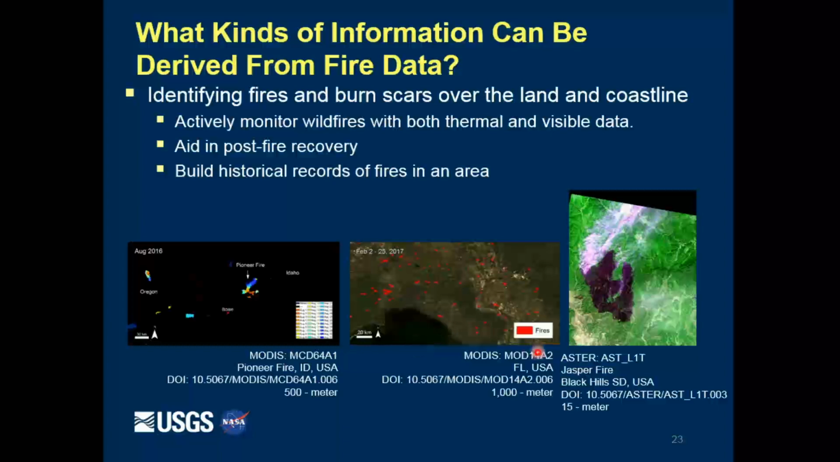And then we also have our Aster data. So again, we're seeing that finer resolution. This is the Jasper fire in the Black Hills of South Dakota. And we can see the big burn scar. And then we can also kind of see where the fire still exists and the smoke coming off of it.